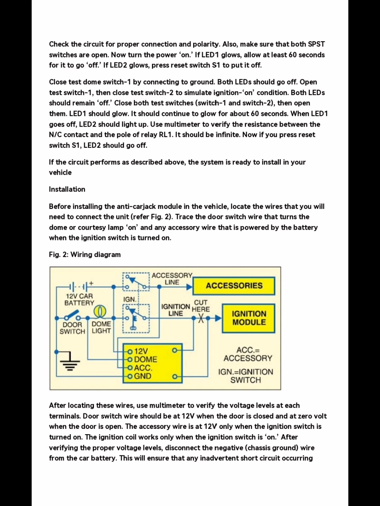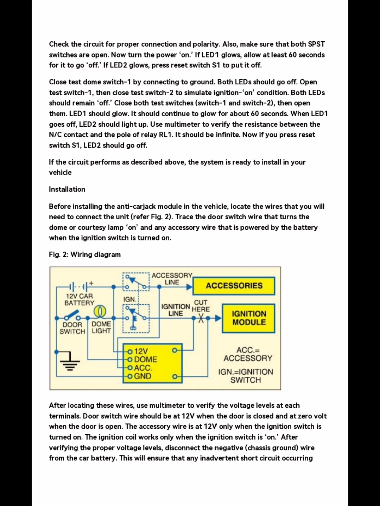If the circuit performs as described above, the system is ready to install in your vehicle. Installation. Before installing the anti-carjack module in the vehicle, locate the wires that you will need to connect the unit. Refer Fig. 2. Trace the door switch wire that turns the dome or courtesy lamp on, and any accessory wire that is powered by the battery when the ignition switch is turned on.